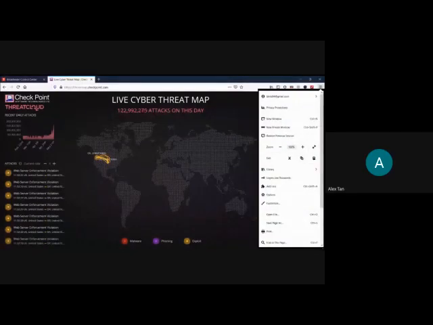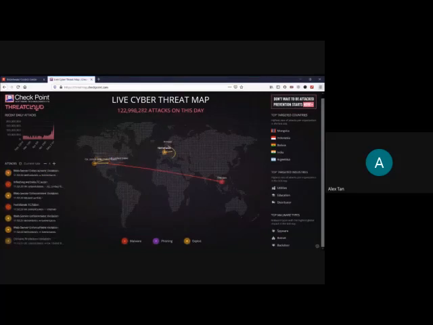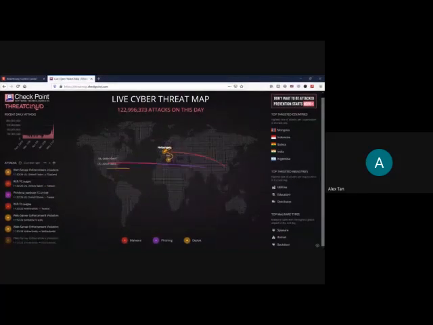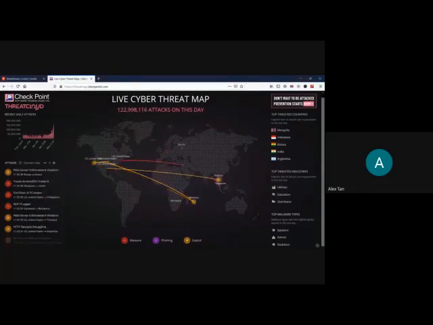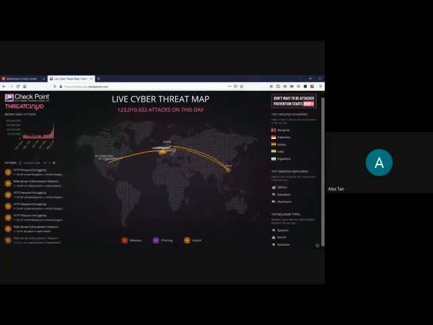Before that, I would just like to show you a very interesting website. As you can see right now, this is a live cyber threat map where you can see cyber attacks happening live right now, where cyber criminals are shooting malware attacks everywhere around the globe.